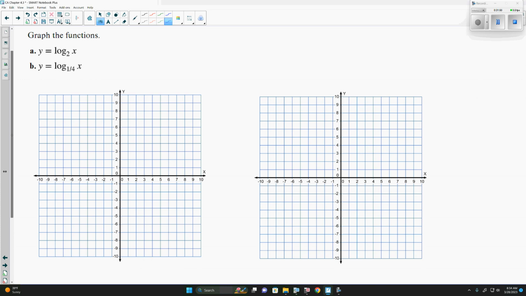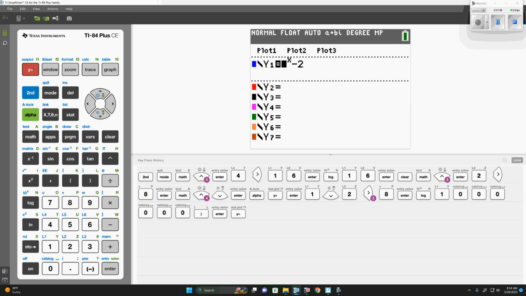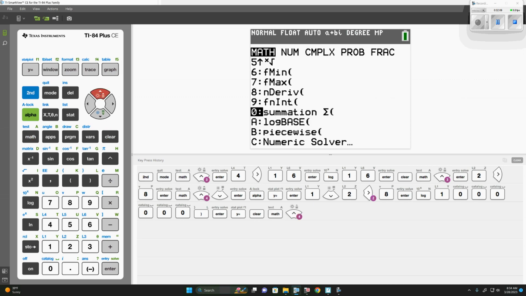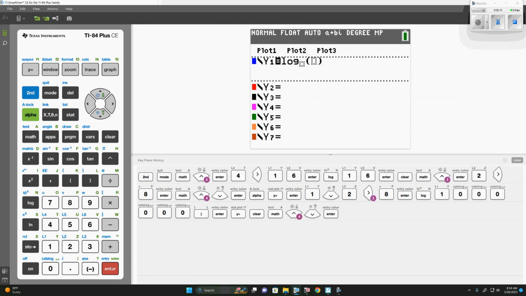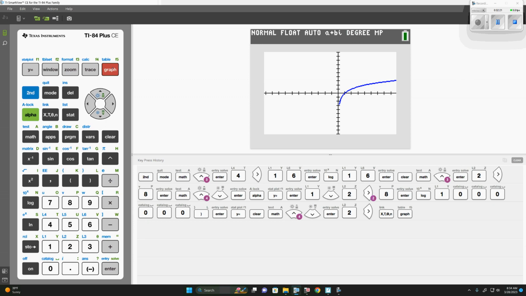So the first one we have is log base 2 of x. We want to graph this. And again, the biggest thing I would say is get points. Or we can actually graph it, because luckily with the graphing calculators, if we go y equals and say math, log base, we have 2 of x. So I can actually type the function in and hit graph. So we have this here.